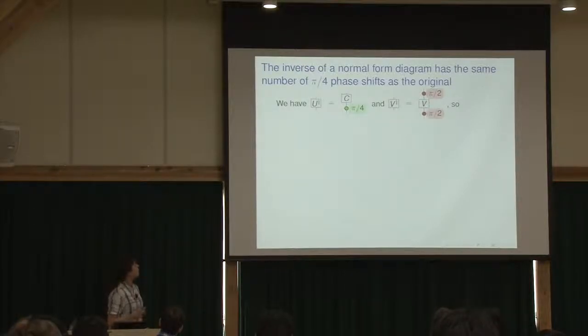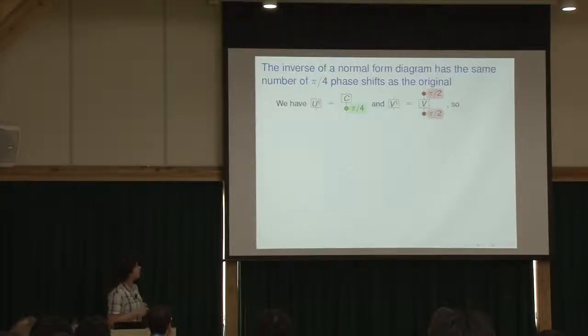Next, we're going to look at inverting normal form diagrams and what happens then. We will show that we need the same number of pi/4 phase shifts in the inverse of the normal form diagram as we have in the original one. That kind of makes sense because pi/4 is a sort of resource when implementing operators, and it would be strange if the inverse of an operator required a different amount of resources to implement than the original operator.